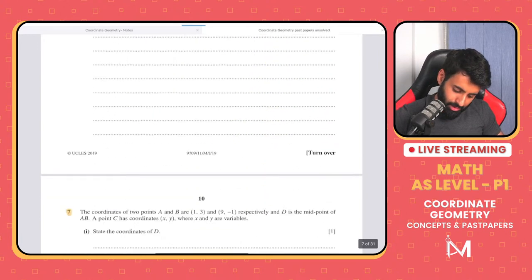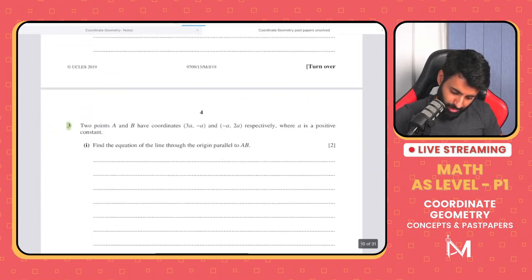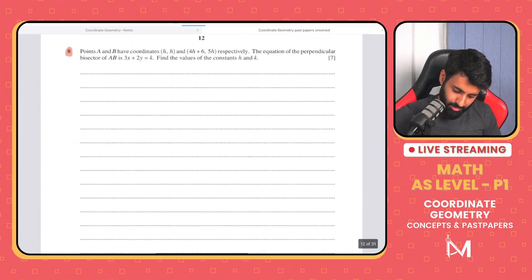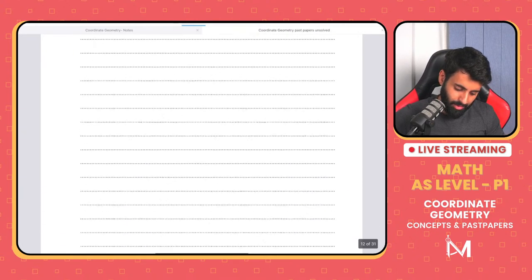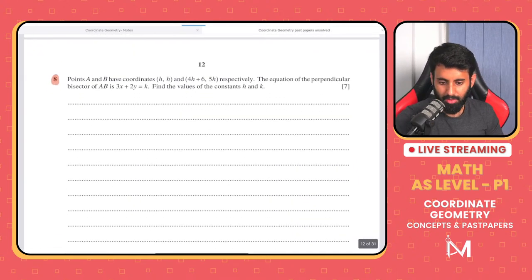Now, as I was saying, let's do perhaps an insanely difficult question. Okay, so this is one. This is from May, June 2018, paper one, variant two. Okay, let's see what it says.